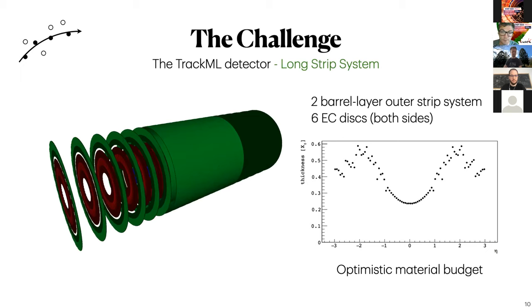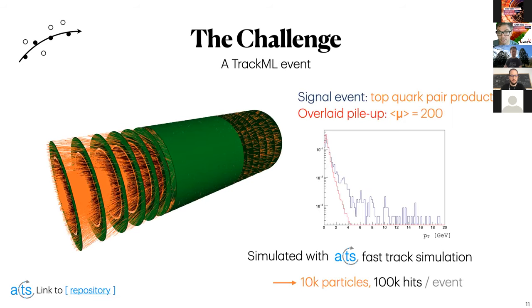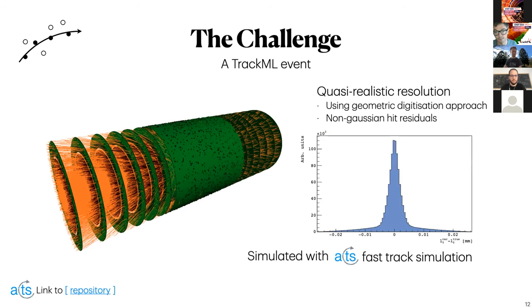And in this virtual detector, we simulated HL-LHC type events with a ttbar signal event overlaid with an average 200 pileup. You see the pT distribution. We used a fast track simulation of the ACTS package. All in all, that came to about 10,000 particles and 100,000 hits per event. So that's the ballpark numbers.